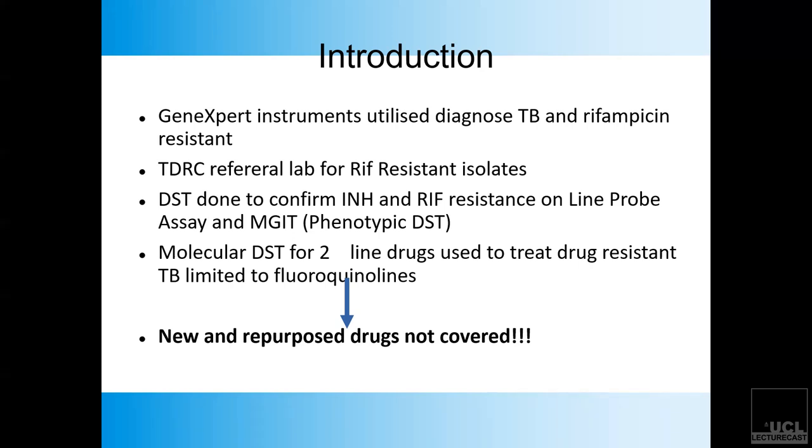on the instrument. Molecular DSTs for second line drugs are used to treat drug resistant TB, but this is limited on the line probe assay in the sense that we are only capable of doing fluoroquinolone resistance. And as of a couple of years ago, the problem has been that new drugs have been introduced for TB management, and those are not catered for under the line probe assay or even the GeneXpert machine.